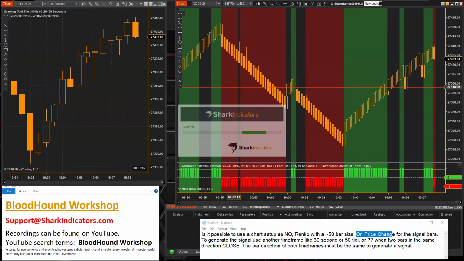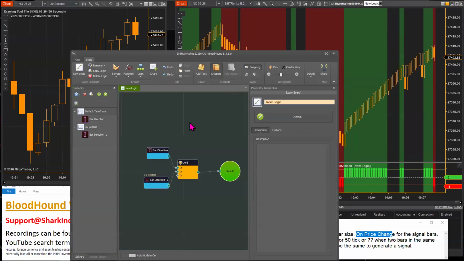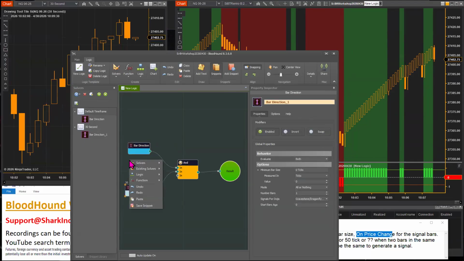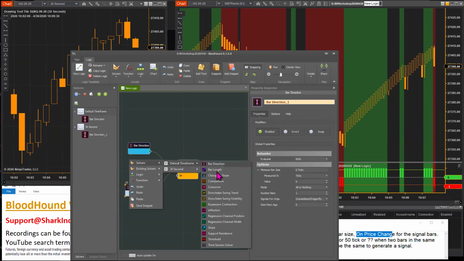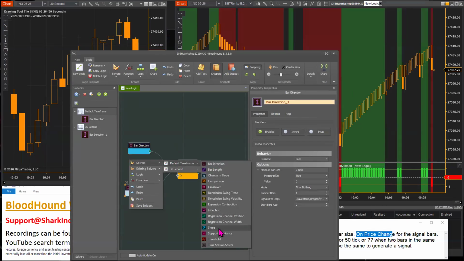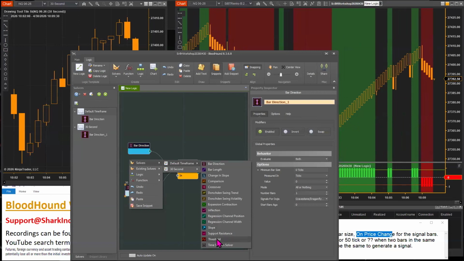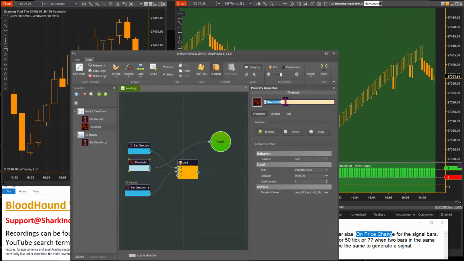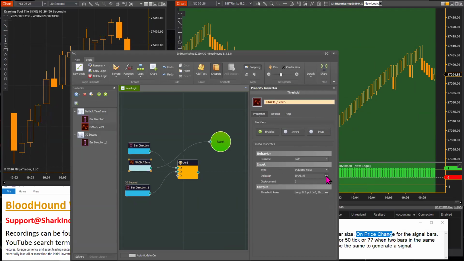Now, if we wanted to add some other things to this, like I'll add just a simple MACD filter here. So let's grab a threshold solver. We'll plug that in, and all right, we'll just check to see if the MACD is above or below the 0 line. So, all right, for the input, we're going to plug in the MACD.